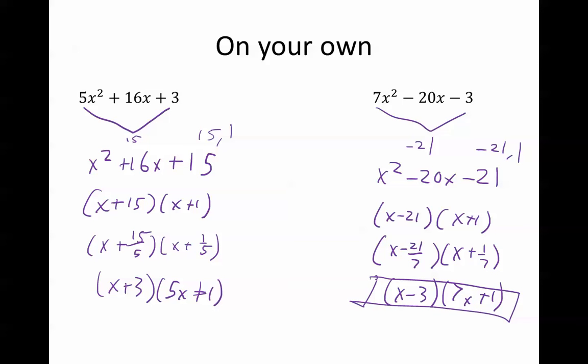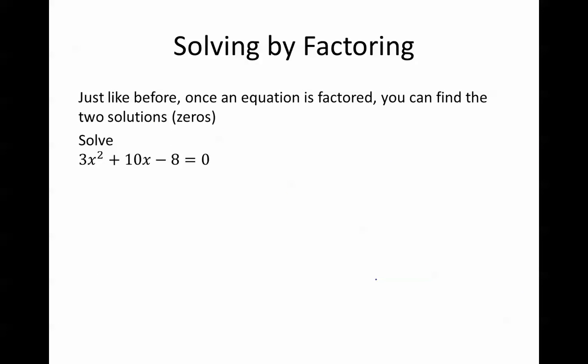All right, if you have any questions on this, make sure you address them. Otherwise, let's go ahead and move on to the next example, which is solving by factoring. So just like we did in 4.3, once an equation is factored, you can find the two solutions. And again, these are the zeros, okay? So we're going to factor this the same way we factored the previous examples. And then at the end, we're going to find what makes 0, okay?